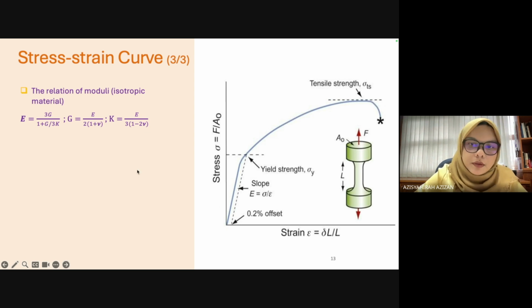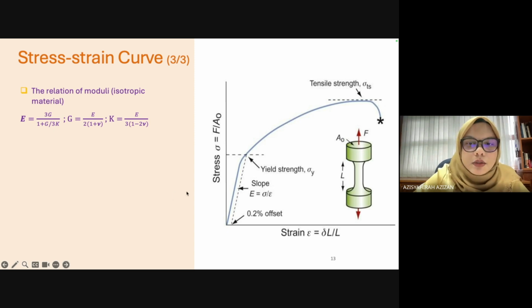So I just want to emphasize about Young modulus. This Young modulus again is a fundamental property that indicates how much a material will deform elastically, because it is in the elastic region. So the higher the value of Young modulus, the stiffer the material is, which means it will experience less elastic deformation under the same load compared to a material with a lower Young modulus value.